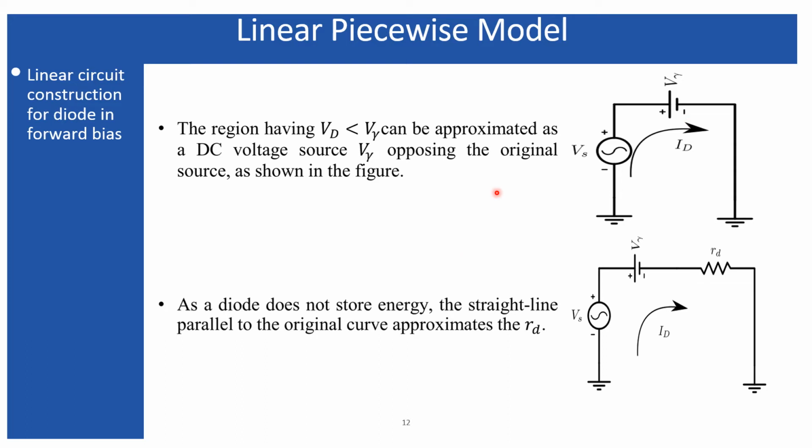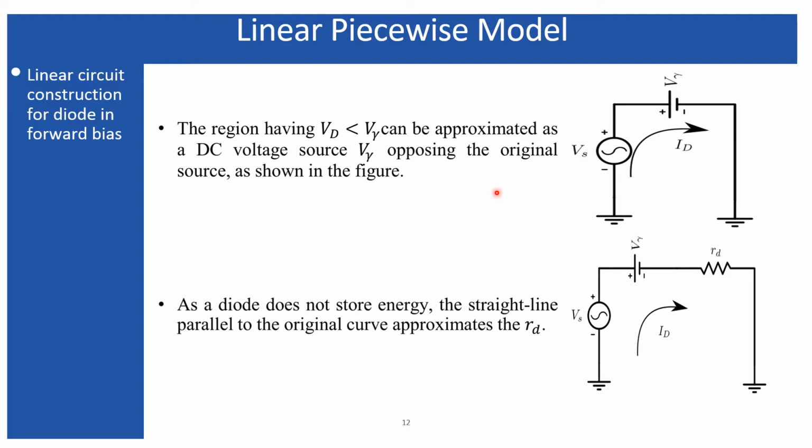Next, the diode VI characteristics in forward bias, I have modeled using two straight lines. One is over the x-axis that represents the diode voltage, that represents the current when the diode voltage is less than its cut-in voltage, and another when the diode voltage is greater than its cut-in voltage. Then we have assumed the straight line is parallel to the original VI characteristics.